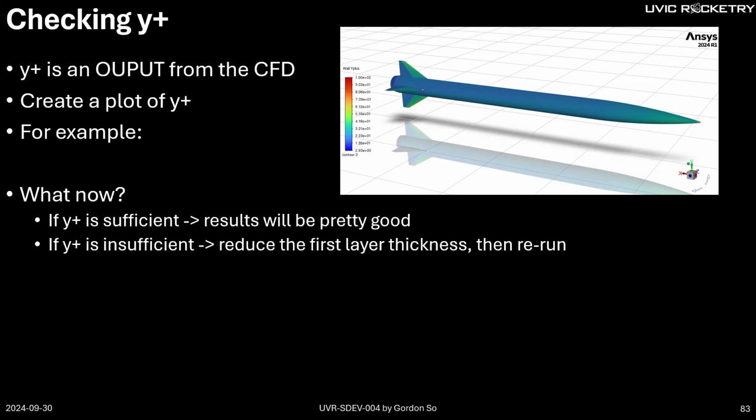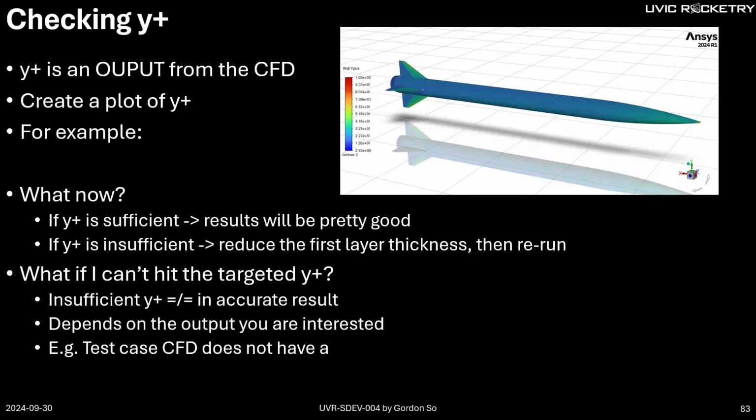Yeah, so what now? If you know Y plus is good enough, the result would be trustworthy. But if Y plus is not enough, you just reduce the first layer thickness first, remesh it, rerun it, and evaluate again. However, if after a few attempts you cannot get it, then maybe you're wasting time. So maybe at that time you just call, okay, what do I do now?